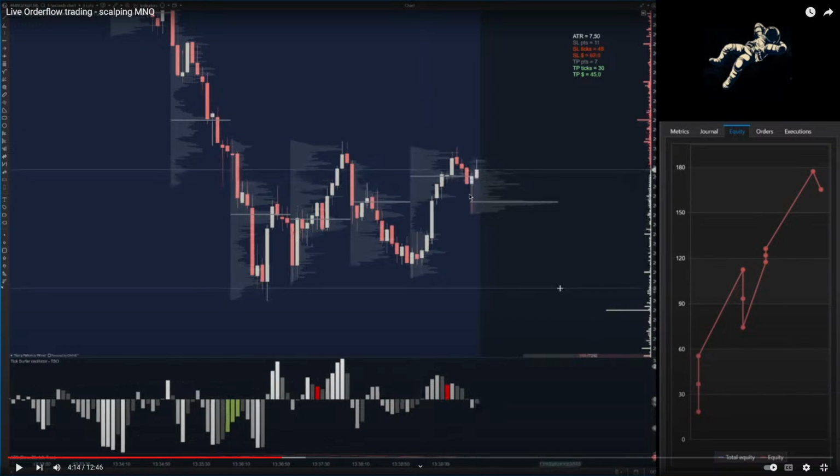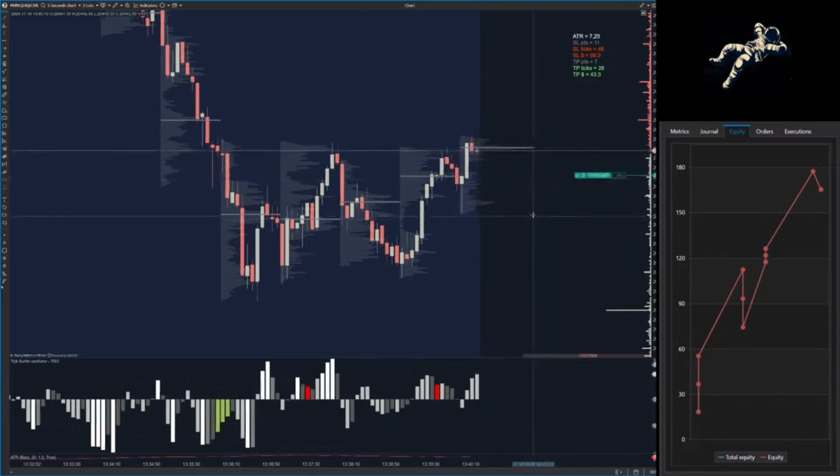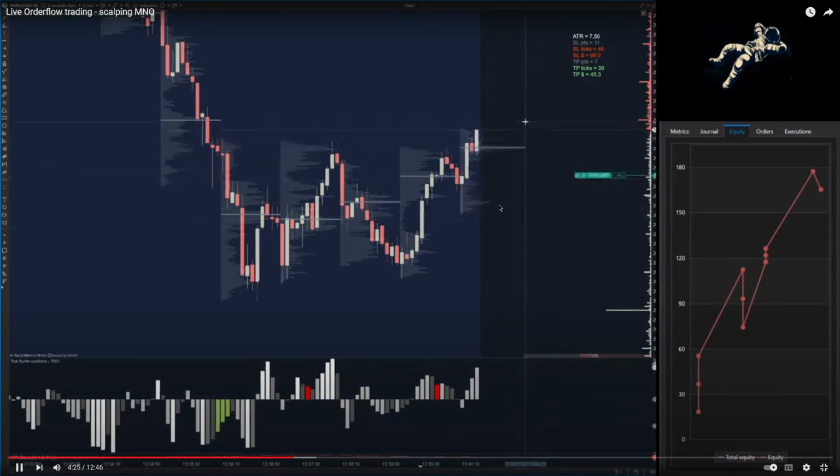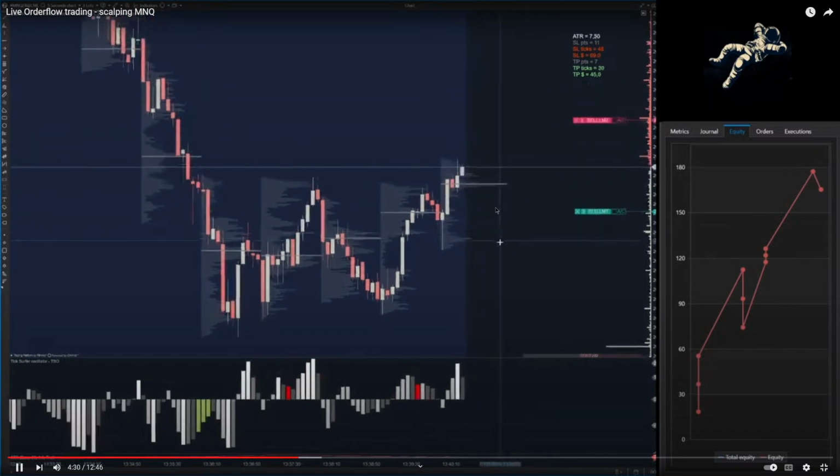But again, we see this high volume node here. It's also in the previous 1 minute bar point of control. And we have that quick sweep down, and this would already have been taken out of take profit. So, I think I was fixing something with my order.